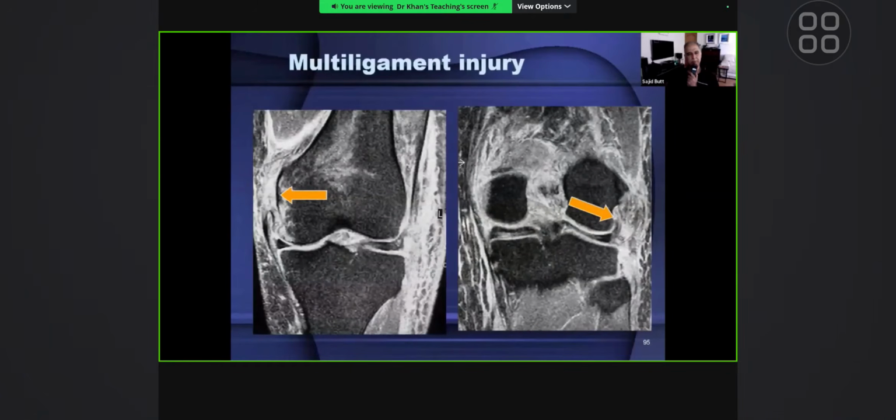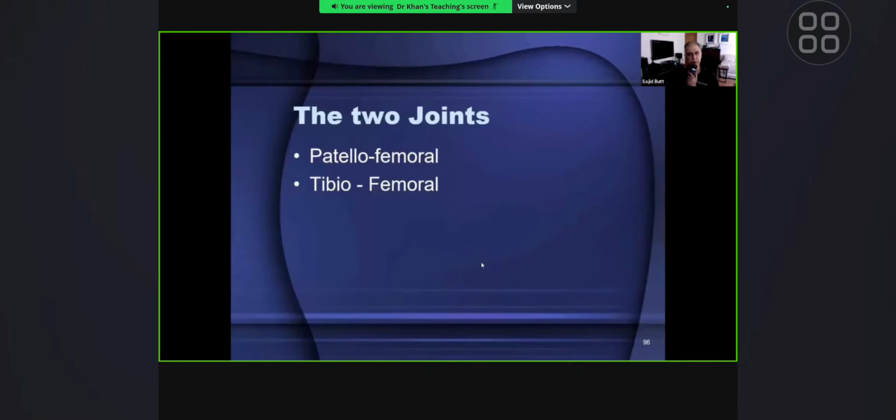You can have multiple ligaments getting injured. Of course, you will have this patient showing examples of injury to the MCL, to the iliotibial band, and to the lateral collateral ligament. So significant knee joint trauma.